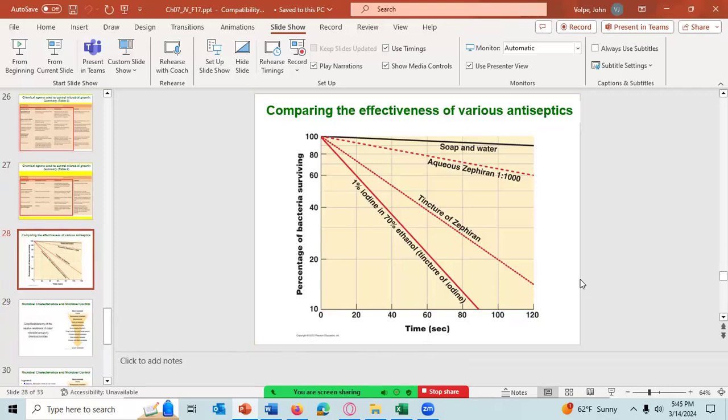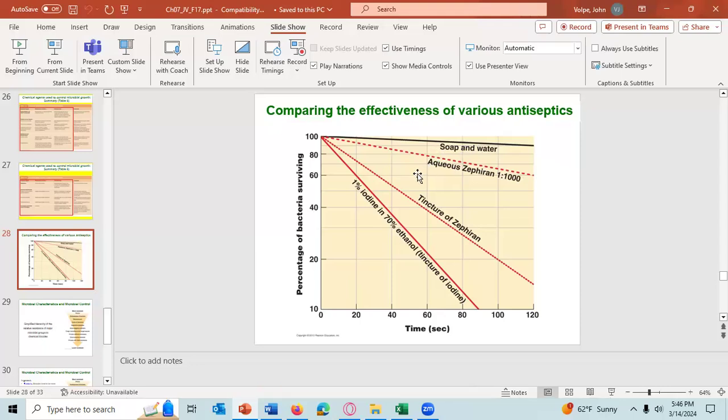Comparing the effectiveness of various antiseptics, soap and water. You can see that after 60 minutes of washing your hands in soap and water, you don't have 10% killing. You got a little less than 10% killing. You need about 100 seconds to get 10% killing. So soap and water is a very weak antiseptic or disinfective agent. Soap and water are actually better at simply washing away debris and microbes rather than killing.